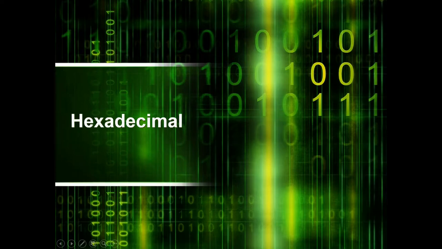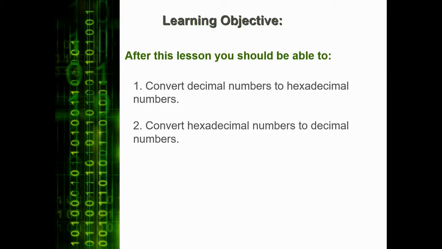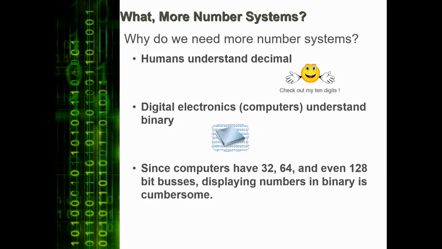All right, now that we've looked at binary and talked about how computers use that binary system to store and transmit data, we want to look at the hexadecimal system, mainly because once we start really getting quicker computers and being able to store more data, we need a more efficient way of doing that. So after this lesson, you should be able to convert decimal numbers to hexadecimal and hexadecimal to decimal.